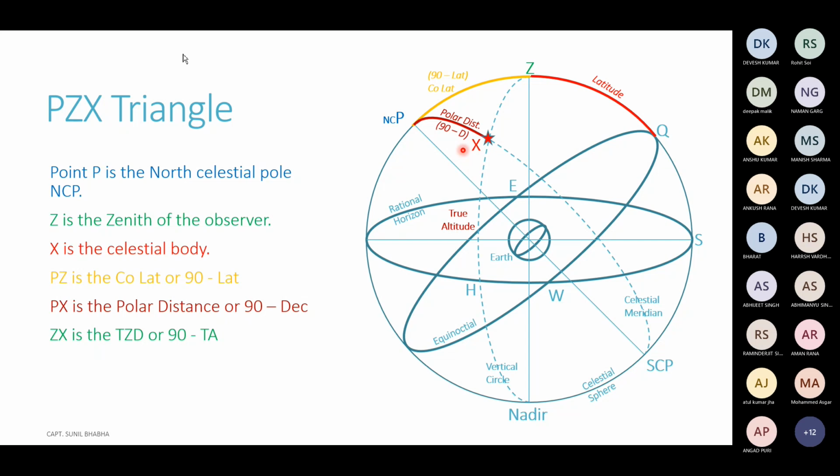Now if you move on to the third side of the PZX triangle, the third side passing from Z going up to the X and going up to the nadir is the vertical circle passing from the body.